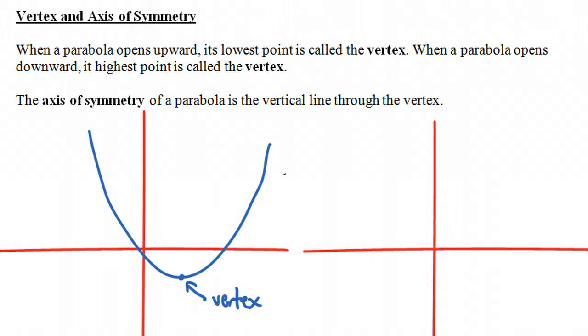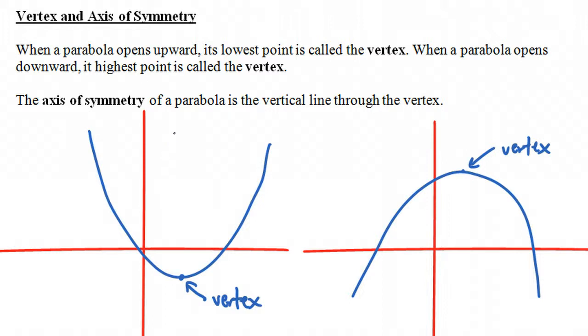When a parabola opens downward, its highest point is called the vertex. So you could have a parabola that looks like this, the highest point, this is called the vertex. And the axis of symmetry of a parabola is the vertical line that goes through the vertex. So the axis of symmetry would be this vertical line, and over here would be this vertical line. It's called the axis of symmetry.